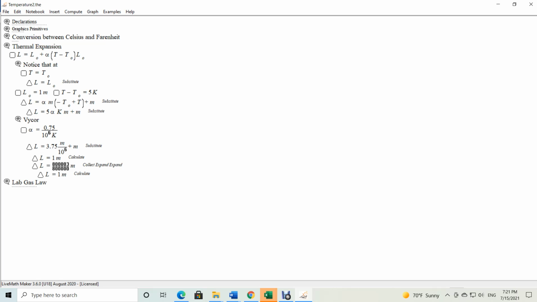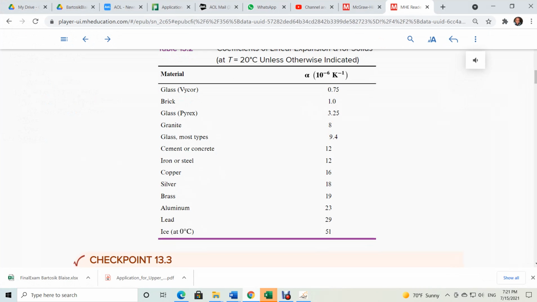It's 3.7 microns. Think about that: here is 1 meter, and here is 3.7 microns, 10 to the minus 6 meters. That's 3,000ths of a millimeter. That's for Vicor. Let's do the other ones. The next one is going to be which substance?